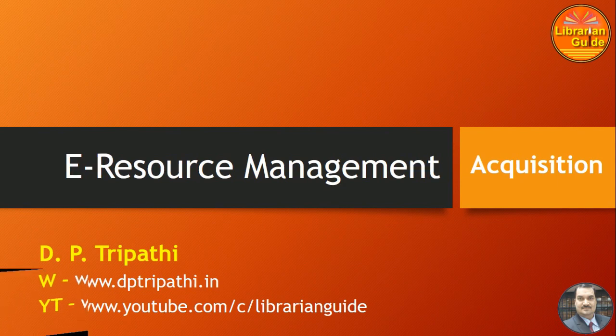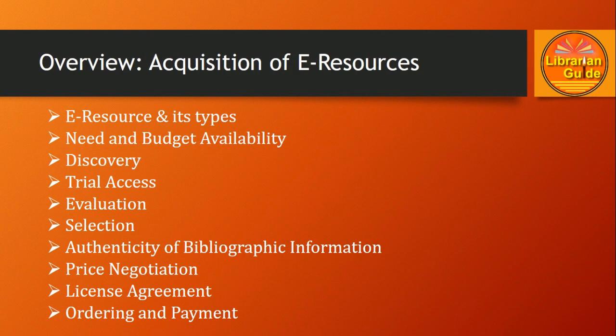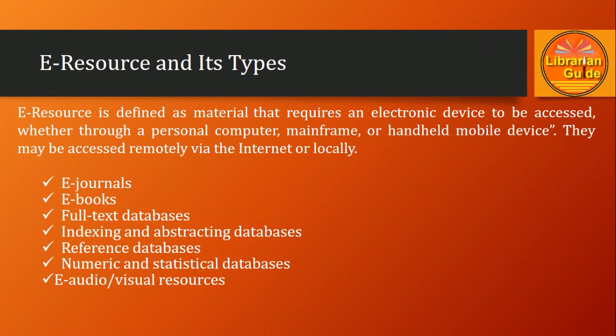Before we go into detail, we are going to talk about these things in this video: e-resource and its different types, why we need it, and what is the role of budget, discovery, trial access, evaluation, selection, authenticity, price negotiation, license agreement, and finally, ordering and payment. So let us start one by one and discuss in detail.